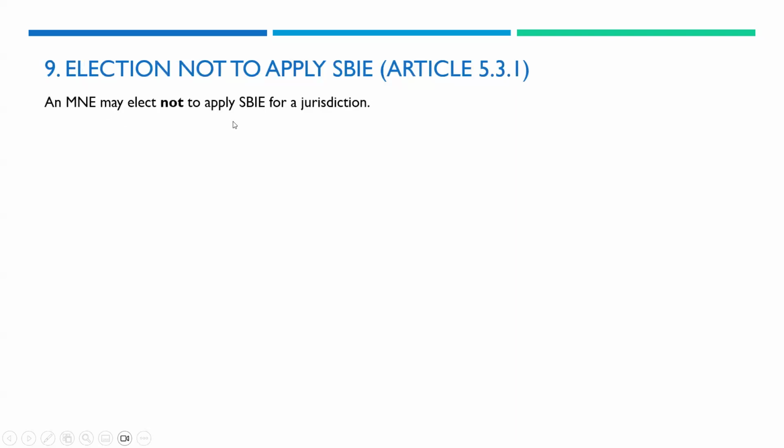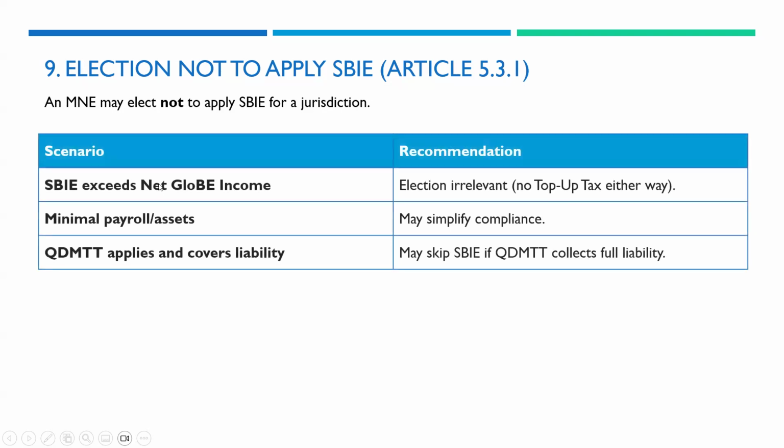So an MNE may elect not to apply SBIE for a jurisdiction. Why would anybody do that? It is because SBIE exceeds net GloBE income, so the election is irrelevant as there is no top-up tax anyway. Or there is minimal payroll or assets, so calculating all that and the consultants' fees are going to be more. So I don't want SBIE. I don't have any payroll or assets anyway. And QDMTT applies and covers the liability. If QDMTT is already applicable, then I don't need to do this for the IIR calculations. So this is SBIE. So in a nutshell, what did we learn today?